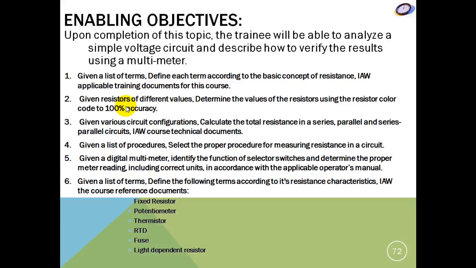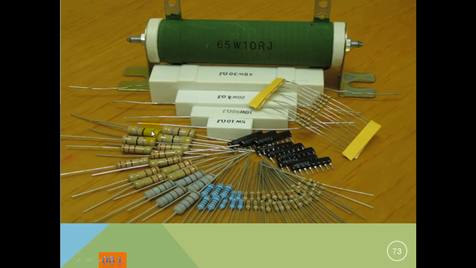We'll be calculating total resistance in series, parallel, and series parallel circuits. And we'll be talking about the use of digital multimeter and how to take voltage readings. And also we'll be looking at resistance characteristics for fixed resistors, potentiometers, thermistors, RTDs, fuses, and light-dependent resistors.